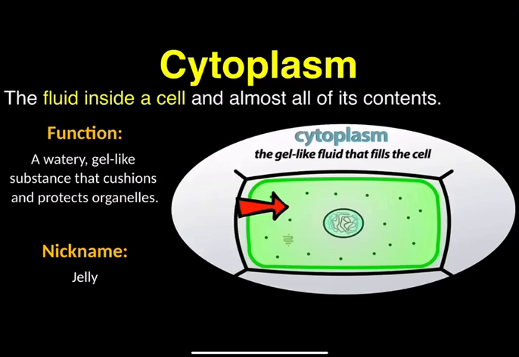Cytoplasm, the fluid inside of a cell and almost all of its contents. Its function, well, it's a watery gel-like substance that cushions and protects organelles. Because it's gel-like, we call it the jelly.